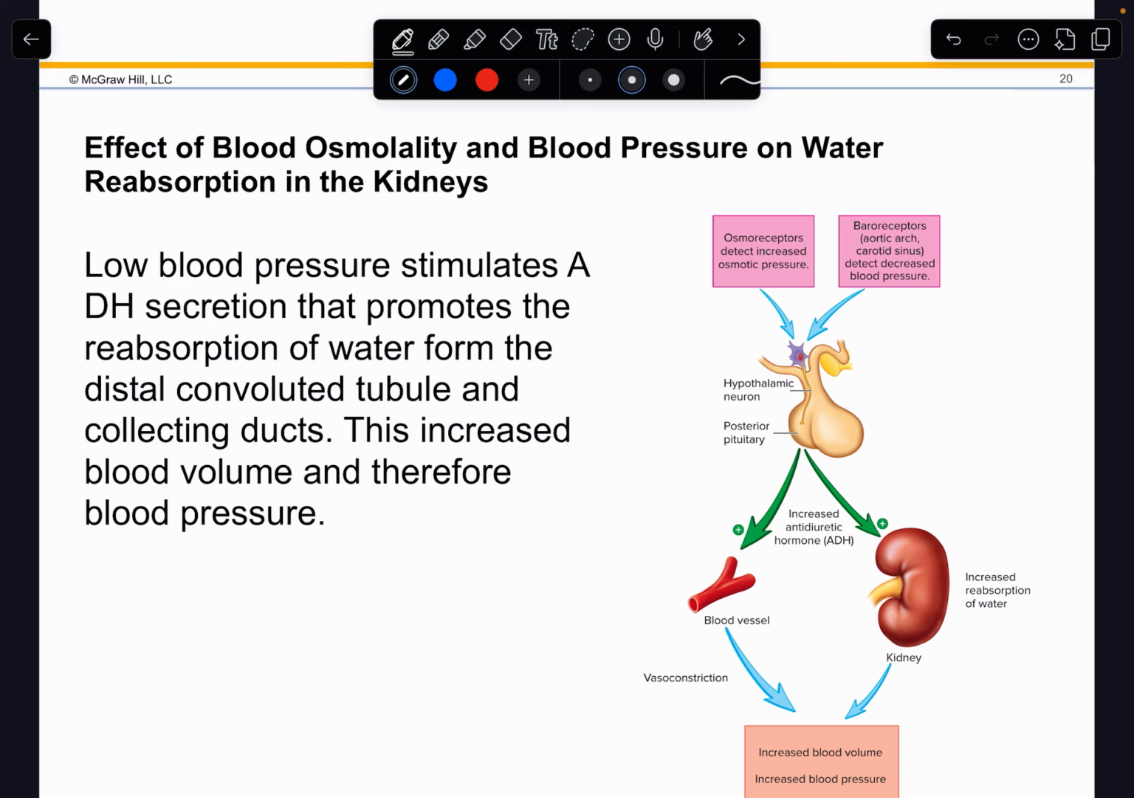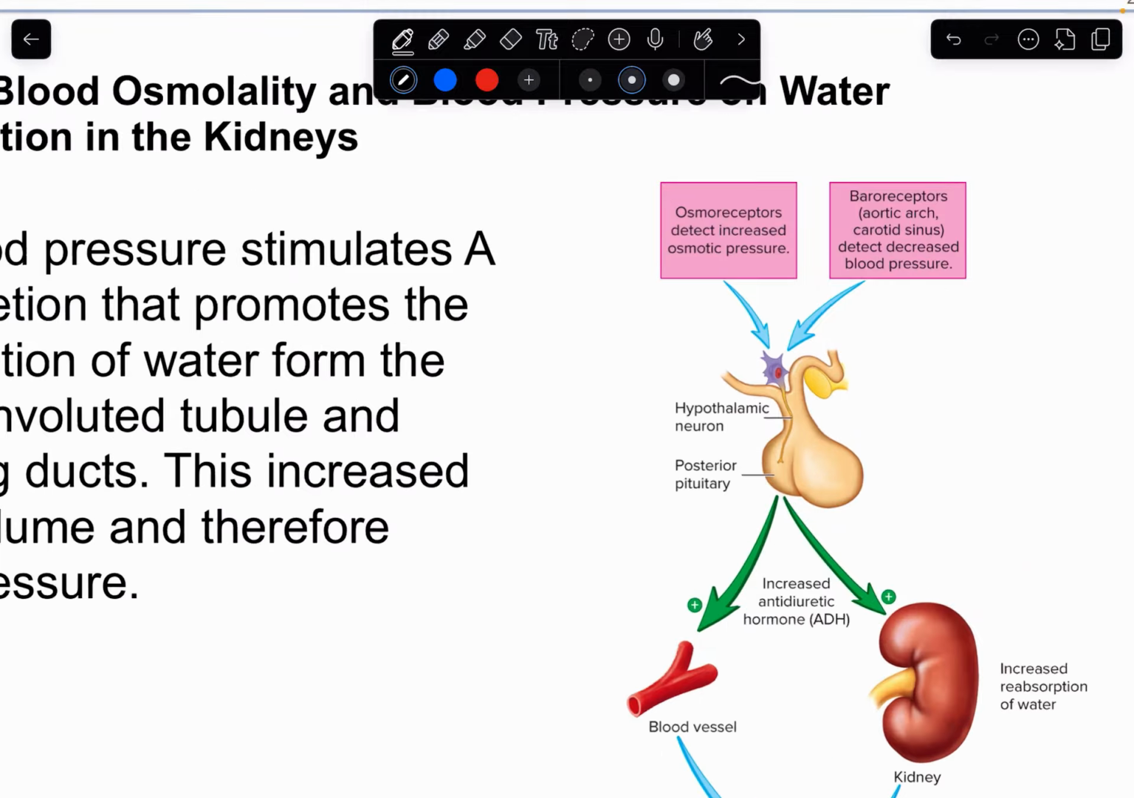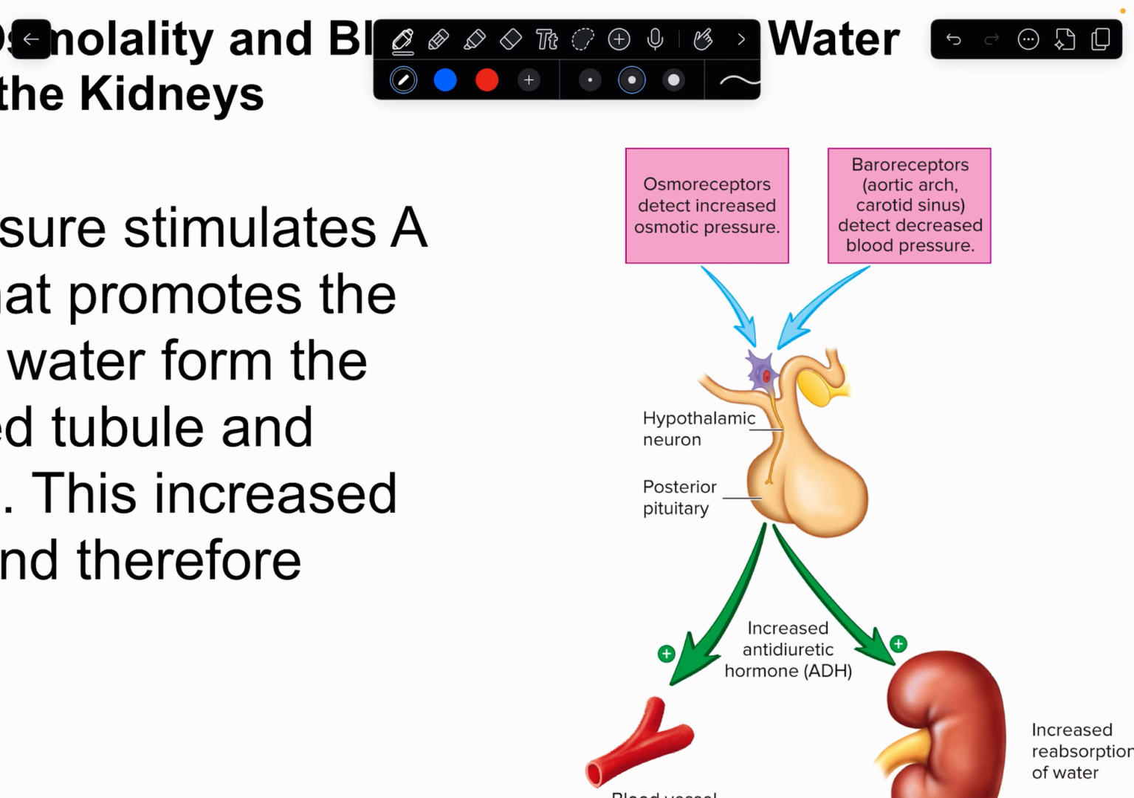Osmolality and blood pressure on water reabsorption in the kidney. Low blood pressure stimulates what? ADH secretion, which promotes the reabsorption of water from the distal convoluted tubule. So here, osmoreceptors on the hypothalamus detect that osmotic pressure.